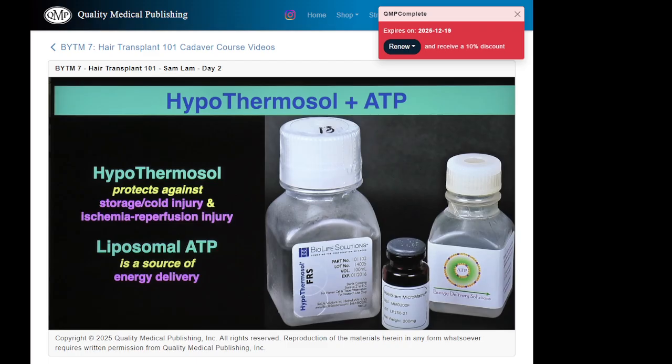And then in terms of hypothermosol ATP, what is it doing? To me, it's like Reese's peanut butter cups, they're good together, and I do them together. The reason is that the hypothermosol, as you already heard, is an intracellular balanced solution. It helps with those kinds of injuries that we talked about, and ATP is an energy source, and what it's really trying to do is stabilize the sodium-potassium ATP pump, which is minimizing that influx and cell death, apoptosis. Okay, so the two together work really, really well.